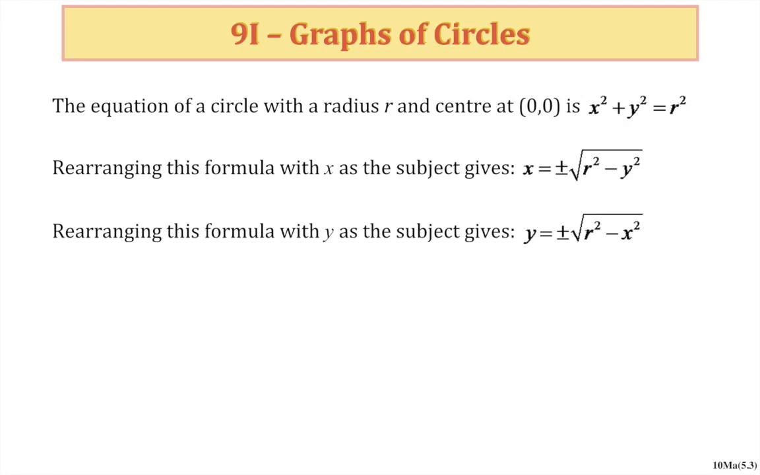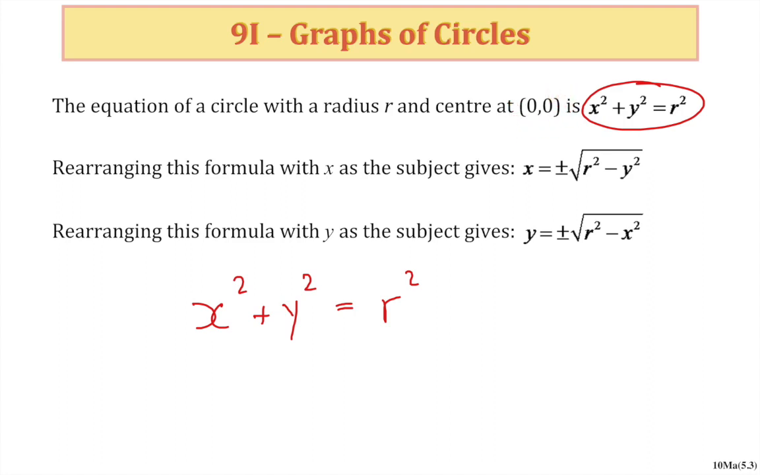So let's talk about three important things that we need to understand. The first is the simple equation for graphing a circle. They do get trickier. This is the simple one. X squared plus y squared equals r squared, where r stands for the radius. And the center of this circle is at 0, 0.